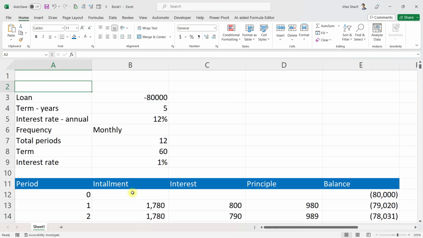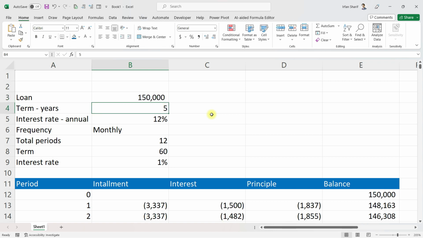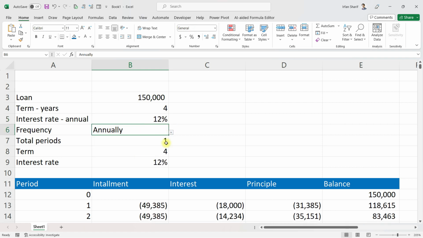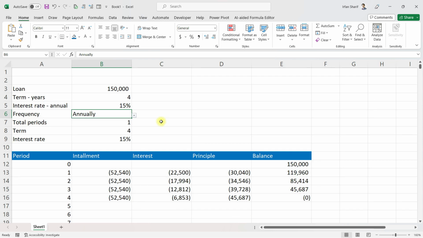Now going back to the top, let us input some different data values to see our results. So first of all, let me fix the format for this. And now let us say we have taken a loan of $150,000 for a term of 4 years, and our frequency is going to be annual and the interest rate is say 15%. So let us see if we are seeing our results. So you can see here that after period number 4, the year number 4, the amount of loan has become 0, starting from 150 to 0.